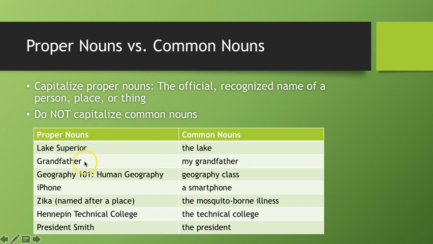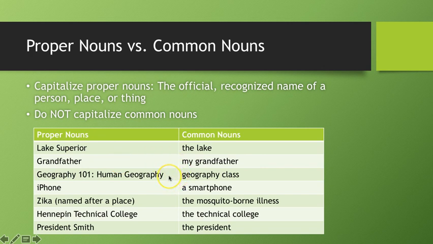All right, grandfather. If you're directly addressing your grandfather and saying, "Grandfather, welcome, let's have dinner," whatever, it's capitalized because it's a direct address title. But if you're saying my grandpa or the grandfather or whatever, it needs to be lowercase because you're identifying your relationship to them, but you're not indicating that that is their proper noun for capitalization.